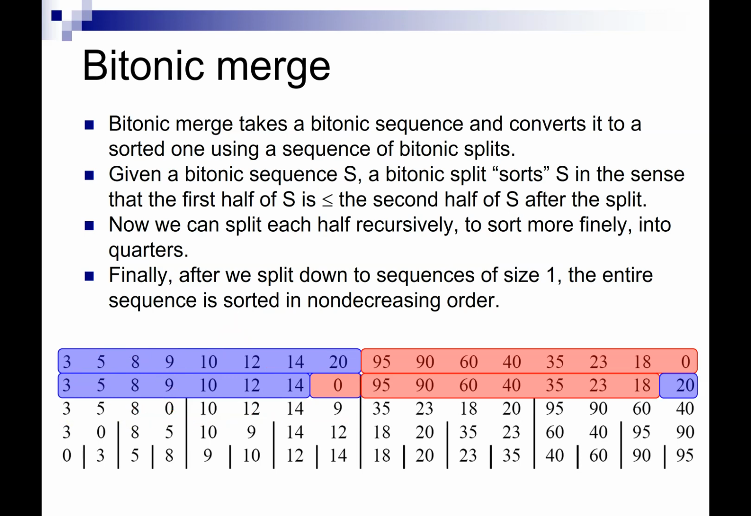Likewise, we do the same thing on the right over here. We match up these two things, so now the 35 goes on the left and the 95 goes on the right. You do it over here, you have to swap them, and so on.